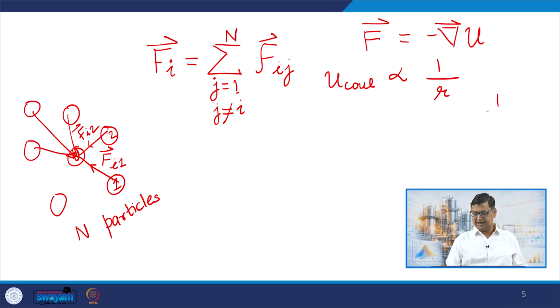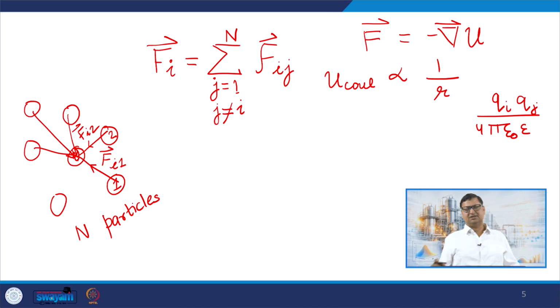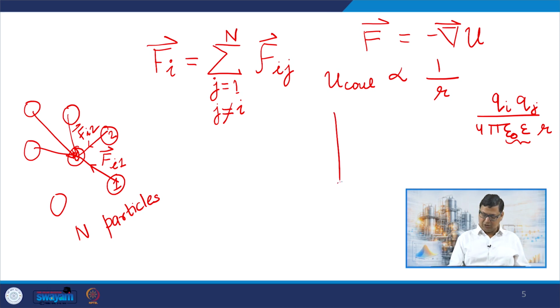The full expression is something like 1 by 4 pi epsilon naught epsilon, and on top we have Qi, Qj. So, you have charges on the particles i and j, and then there is a dielectric constant that is given by epsilon naught epsilon, and then finally there is r, that is the distance between the particles, right. So, if I plot this Coulombic interaction versus r, it is going to decay something like this.